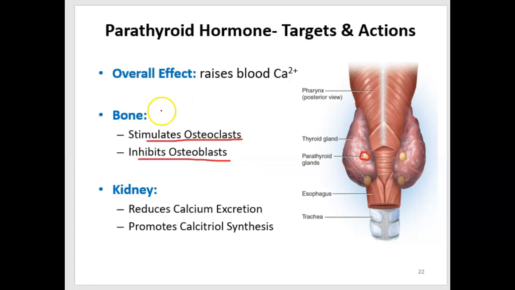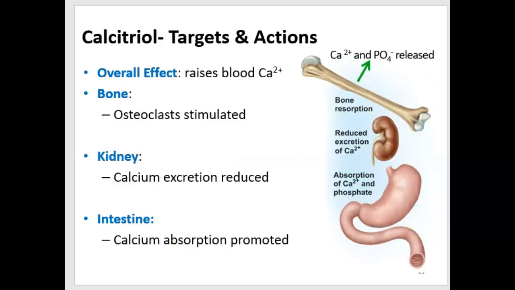But there's more that it can do. Parathyroid hormone also reduces how much calcium the kidney gets rid of, and it also promotes vitamin D synthesis. And vitamin D synthesis, you might remember, needs to happen in the skin, the liver, and the kidney. So we're going to look at calcitriol next.